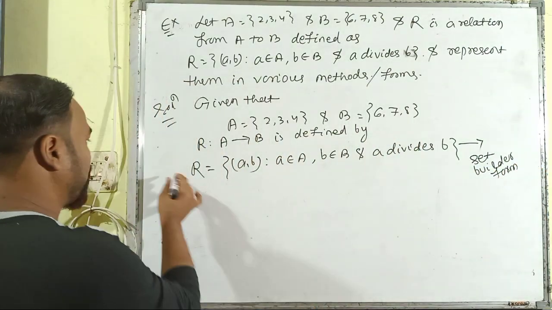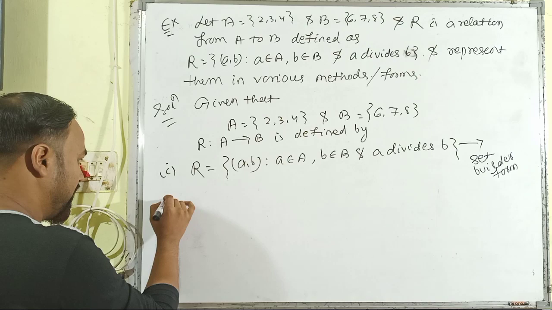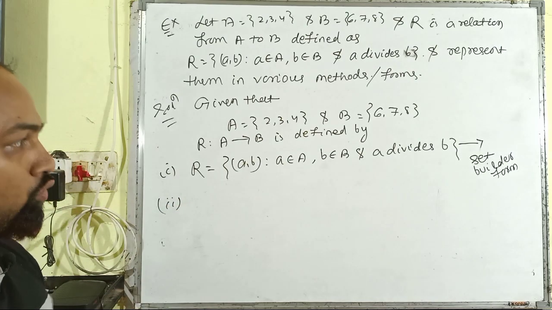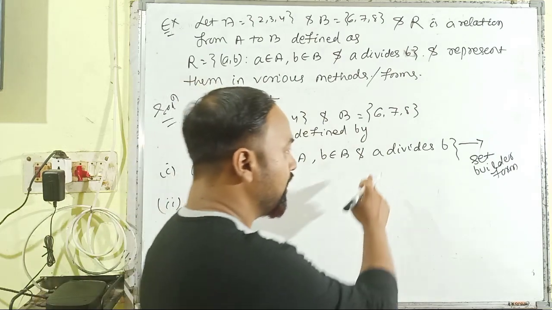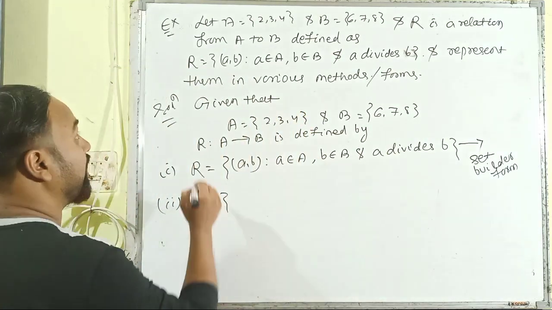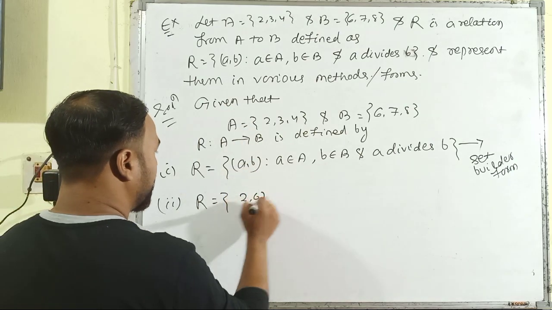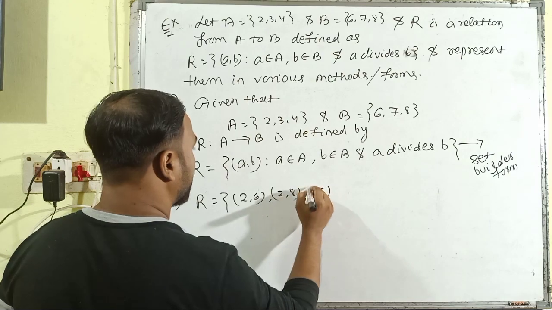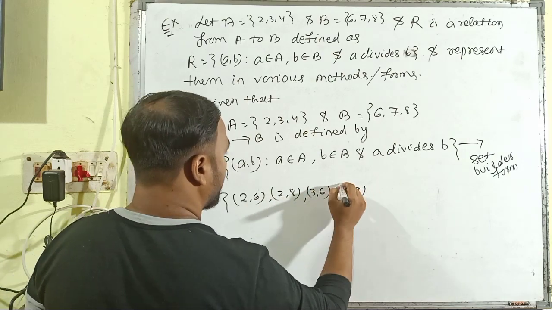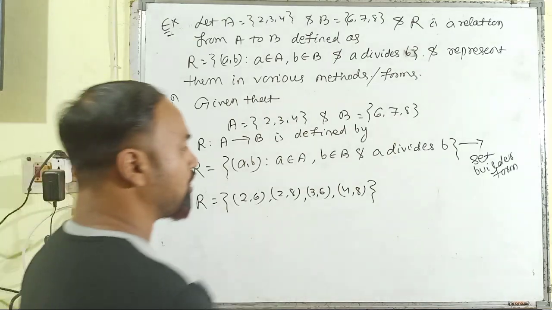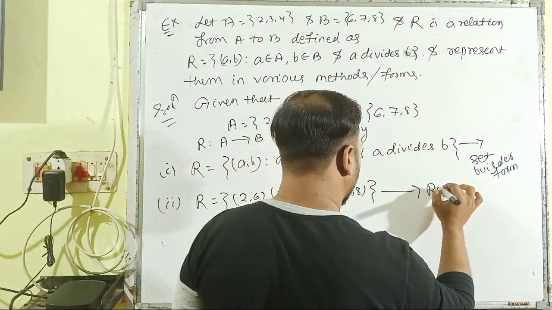Okay, so the first one is clear here. Then in the second one, we have to find those ordered pairs which satisfy the relation a divides b. So R is defined as (2, 6), then (2, 8), then (3, 6), then (4, 8), and it is in the form of roster form. So here it is the roster form.